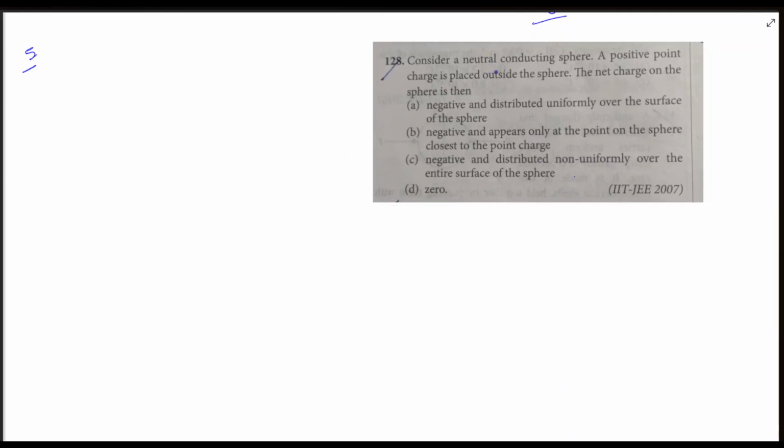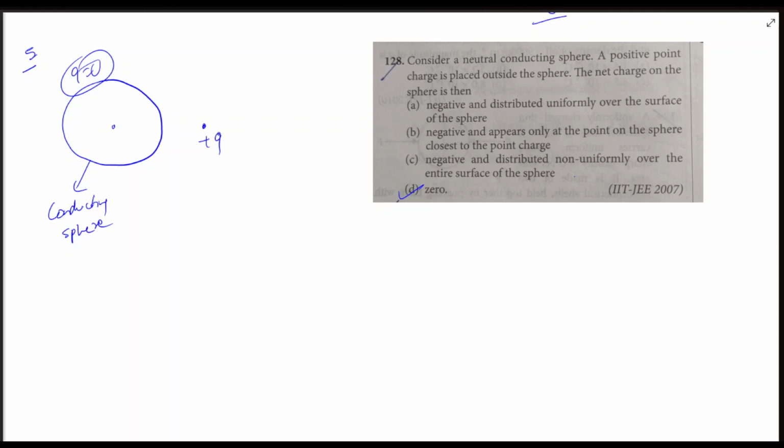Now consider a neutral conducting sphere. A positive point charge is placed outside the sphere. Perfect. This is a conducting sphere. Let me write it. Conducting sphere, and a positive charge is placed outside. Now the net charge on the sphere will be zero, right? It says zero. Okay. So what will happen?